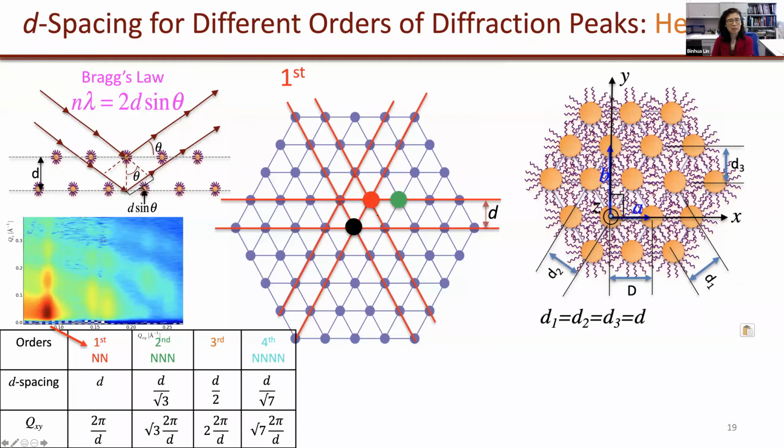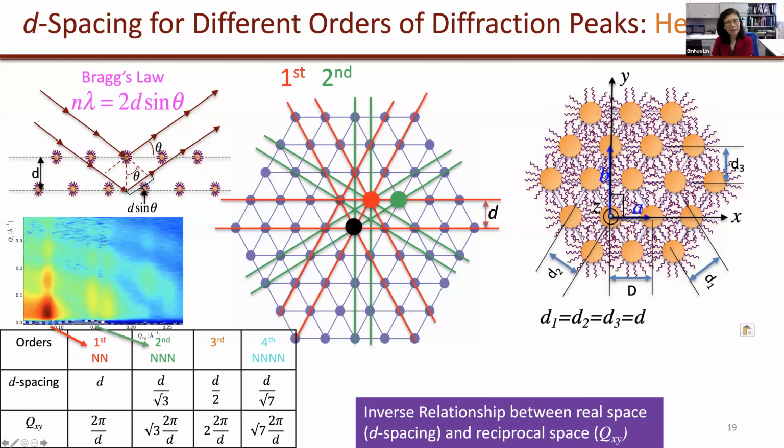The second order peak is the next nearest neighbor. You draw lines connecting all the next nearest neighbors, and you get the d spacing here. I didn't draw it here, but that's a shorter d spacing, d over square root of 3. Just pure geometry, you can figure that out. Because it's an inverse relationship, q is larger, so the second order peak is here. Again, I remind you, the smaller the spacing, the larger the q value. The higher order it is, the smaller the d spacing.